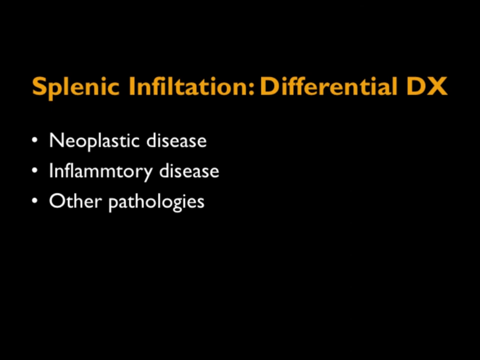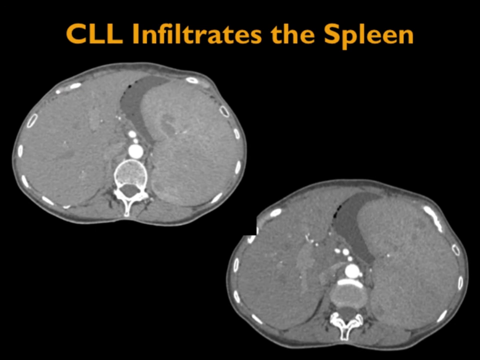Now, we mentioned benign lesions, and we've also touched on some malignant lesions, but we talk about lesions being focal, single, or multiple. What about infiltration? Well, then we're talking about things like neoplastic disease. We're talking about inflammatory disease and other pathologies. So what neoplasm? CLL is the granddaddy.